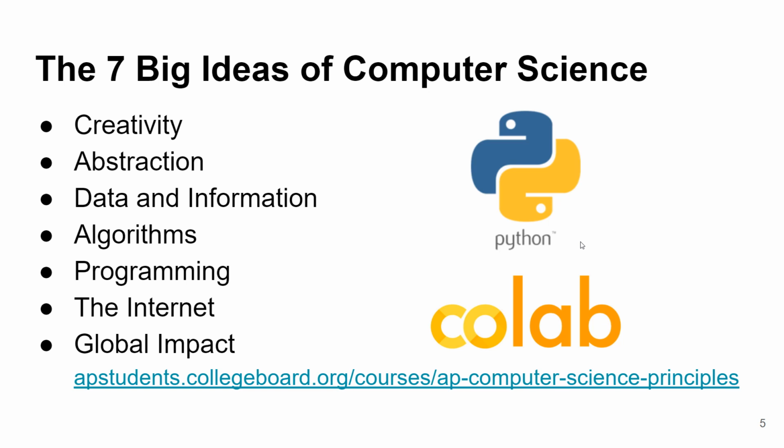So over the course of the semester, I'll be talking about, and you'll be learning really, the creative aspects of CS. How we manage data and information. How do we derive algorithms? How do we do programming? What role the internet plays in computer science, and what is the global impact of CS on the world. I'm going to spend a good chunk of time on that last topic actually.